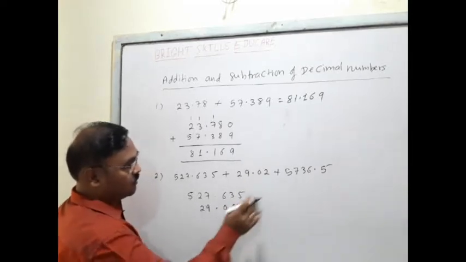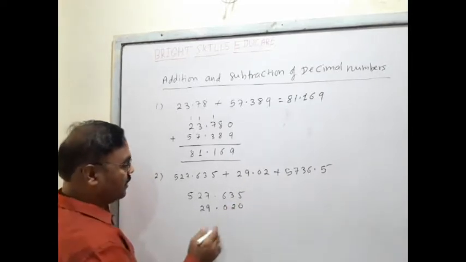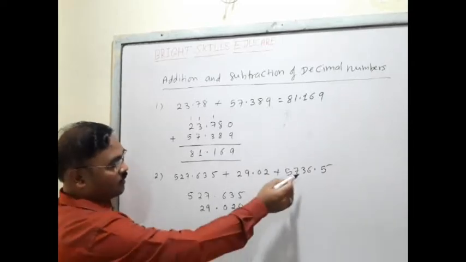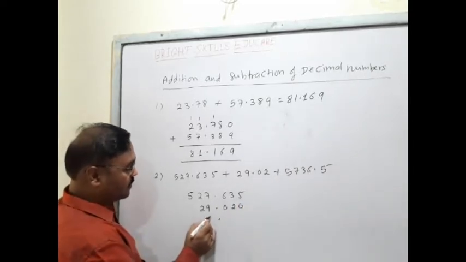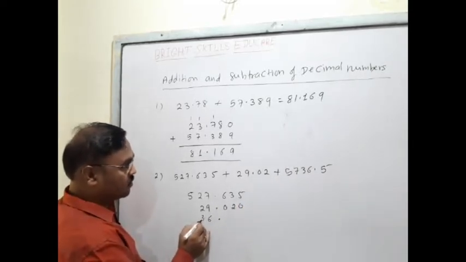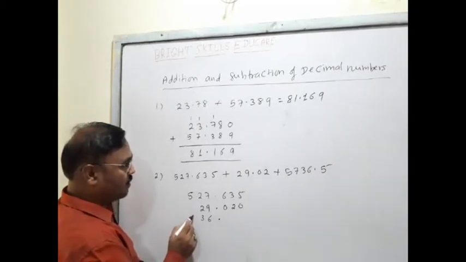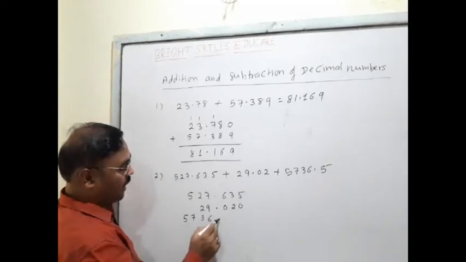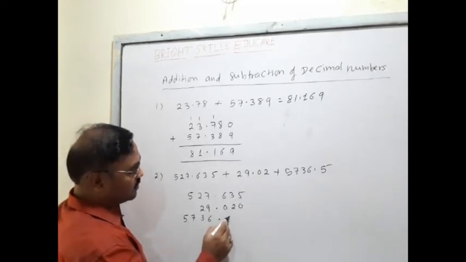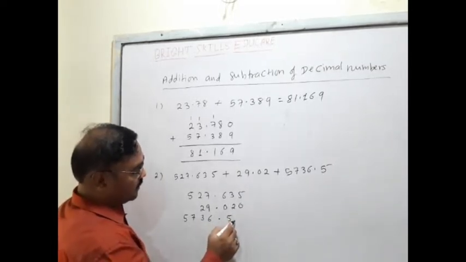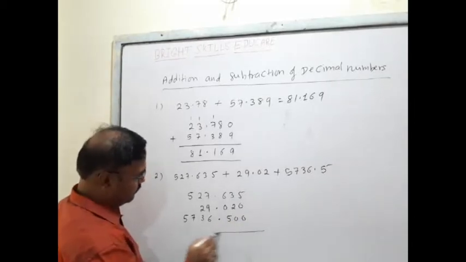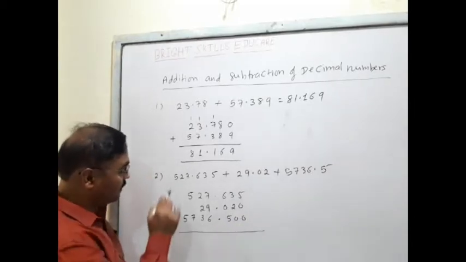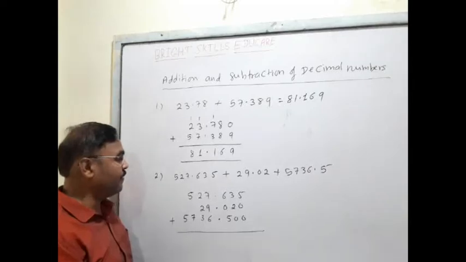0 to 0. Then 5736. Point put first. Right from unit place, 6, 3, then 7, then 5. And after decimal, it is 5 only. Nothing is here, so put 0, 0. Now add them. This is the proper way of addition of decimals.